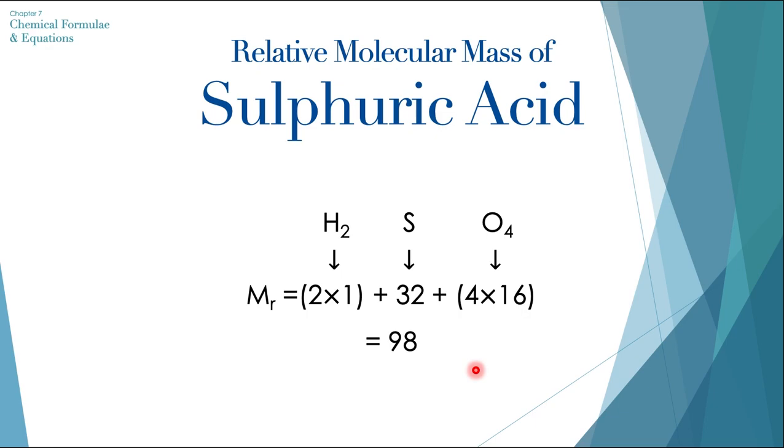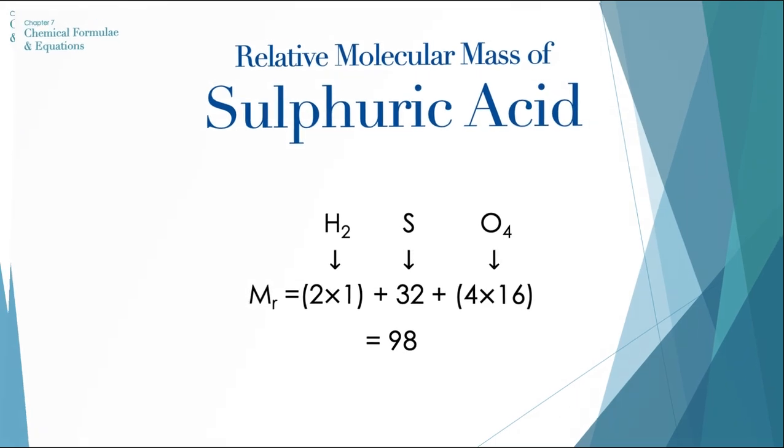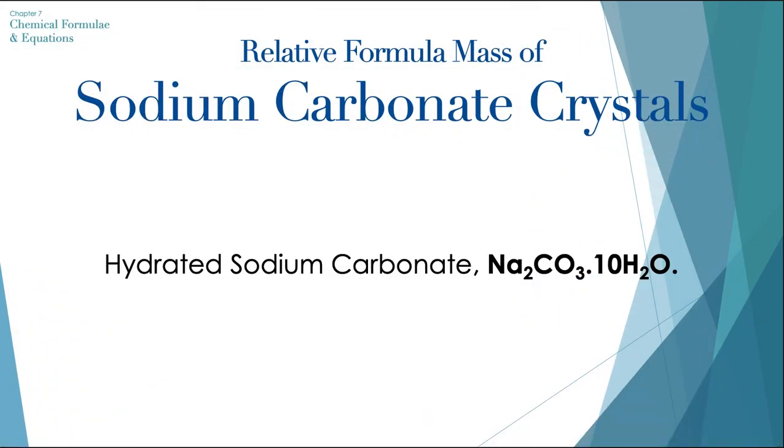Okay, now we're going to move ahead and find the relative formula mass of sodium carbonate crystals. We're going to consider a common chemical like washing soda, which chemically is hydrated sodium carbonate. This contains 2 sodium atoms, 1 carbon atom, and 3 oxygen atoms, and then 10 water molecules. Each water molecule itself contains 2 hydrogen atoms and 1 oxygen atom. And in total, there are 10 water molecules.